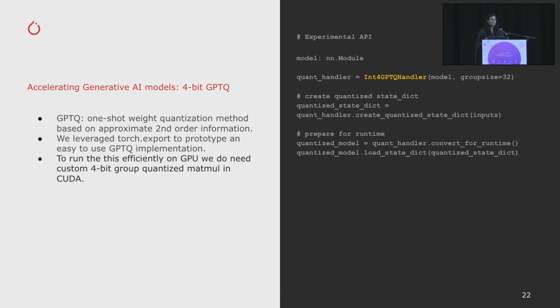As a first step, you create the quantized state dict. You can run this step ahead of time so that your weights are already in the 4-bit format, and you can store the weights separately. In the next step, you can prepare your model for runtime. Here you would do 2 steps: you first ready the model for runtime, which is done by the convert for runtime function, and then you can load the previously saved state dict by calling the load state dict function. As an end result, you have a model that has been 4-bit quantized.